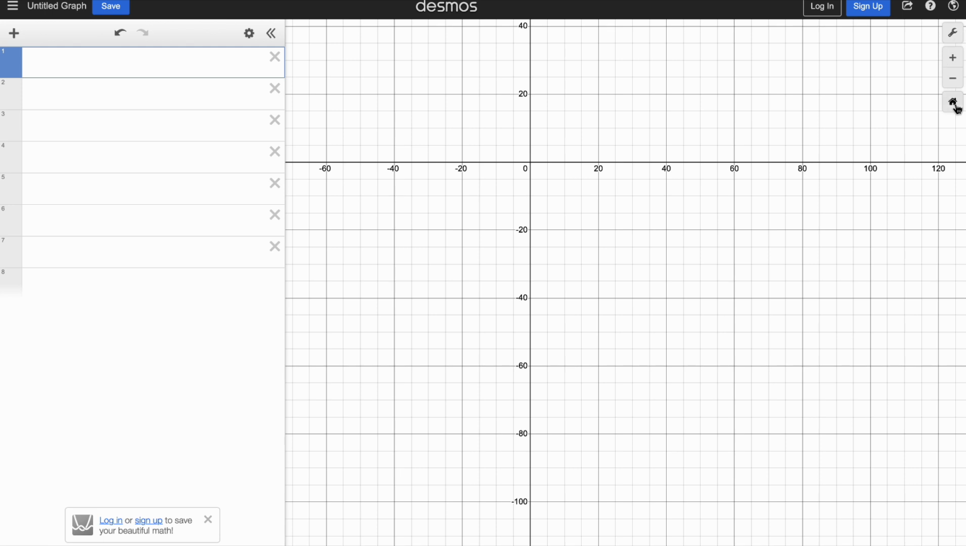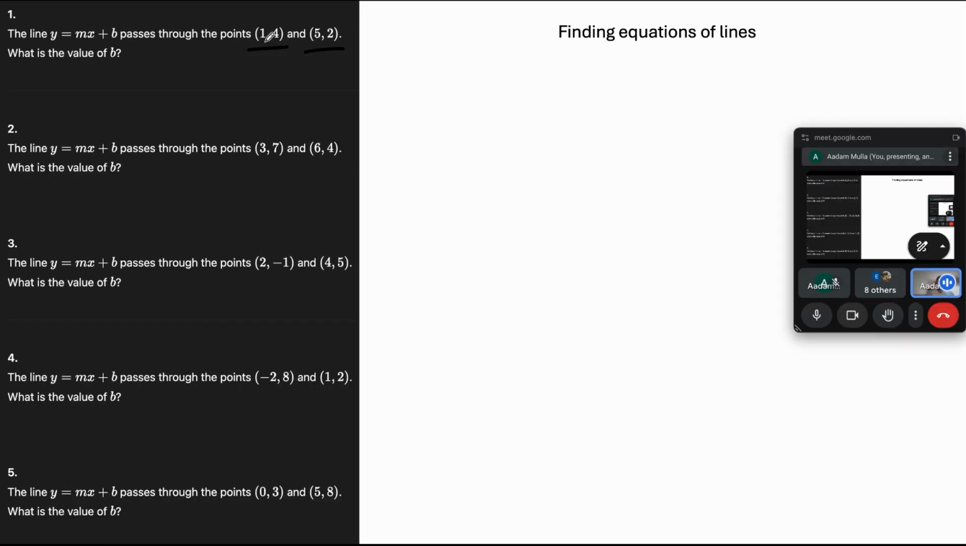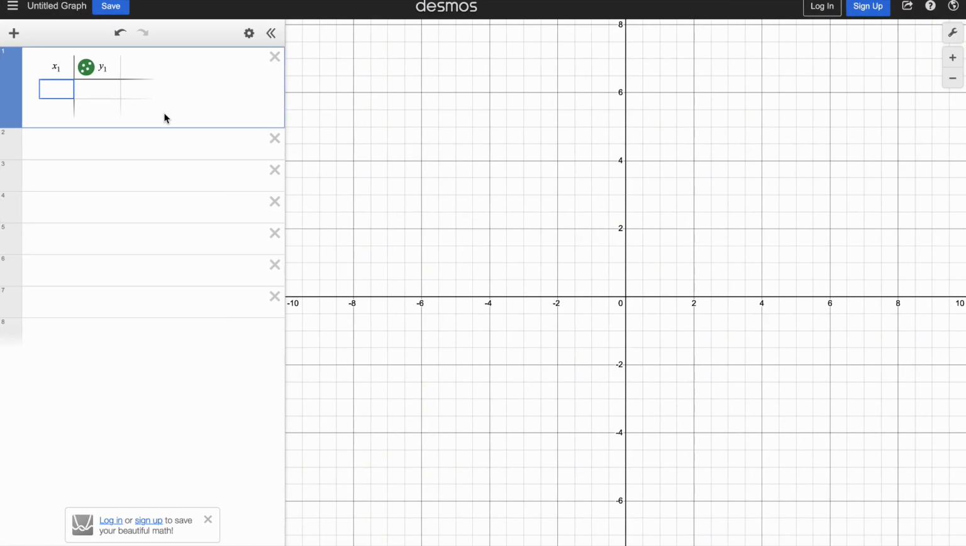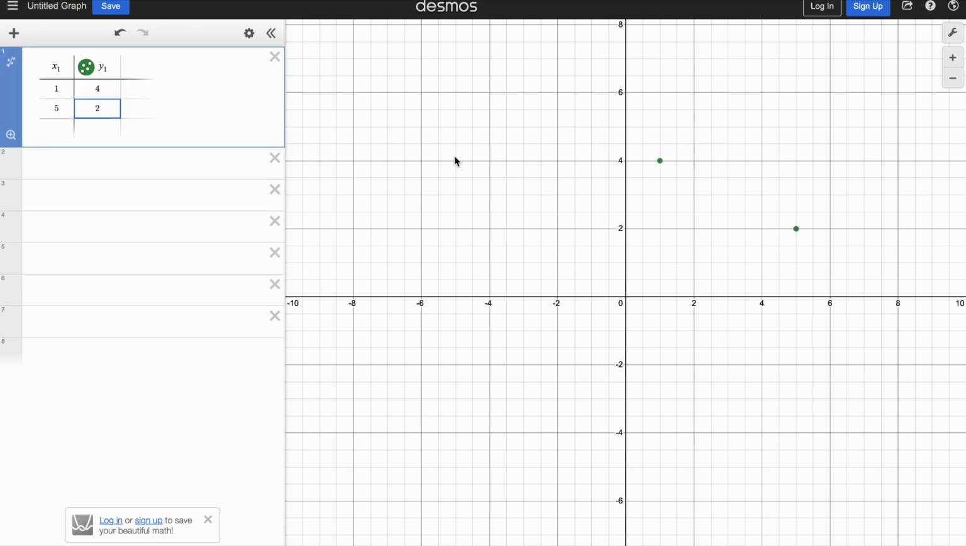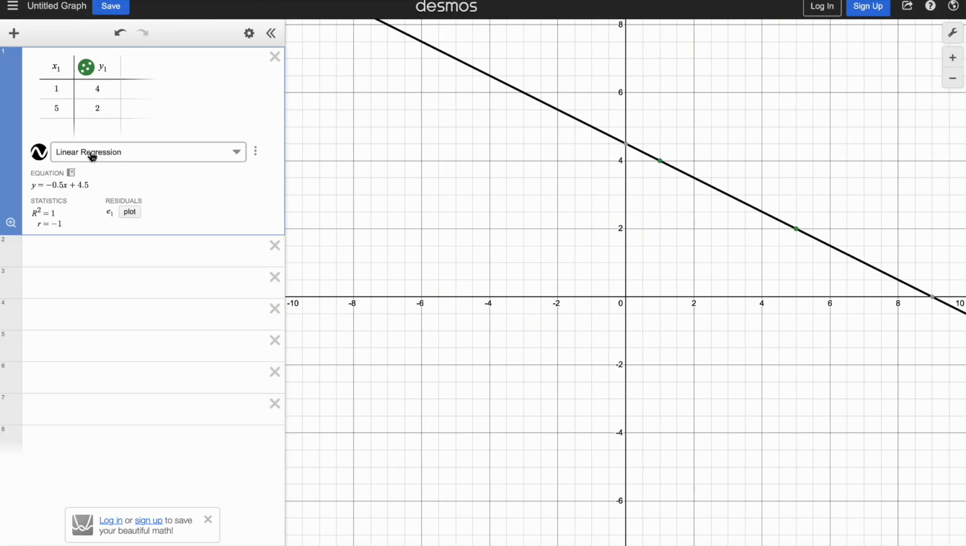I'm going to clear out my previous equations. I'm going to press this plus button, and if I click table, I'm going to type in both of these coordinates. I've got 1, 4 and 5, 2. And then if I look here, it kind of looks like a checkered flag, but it's just a line with dots around it. If you press that button, it should create a line going through those 2 points, and it will say linear regression, and just below equation it tells you the equation of that line.